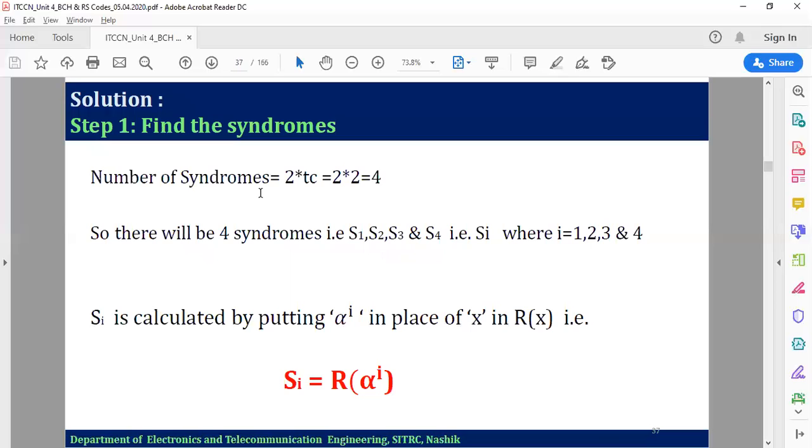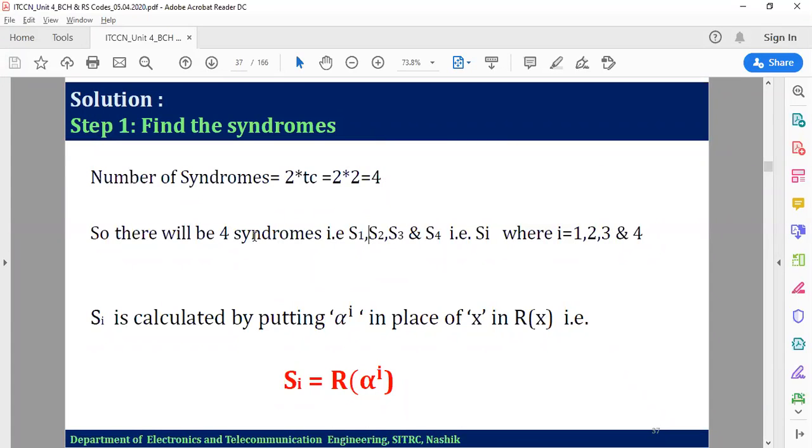Find the syndromes. Before finding the syndromes, first you need to find out how many syndromes are present in the given decoding process. So how to find it? Write this down: the number of syndromes is equal to 2 into TC. It is a formula that the number of syndromes will be double the error correcting capability of your code. Now what is the error correcting capability of your code? It is 2. So TC is 2, and the number of syndromes will be 2 into 2, which is 4.